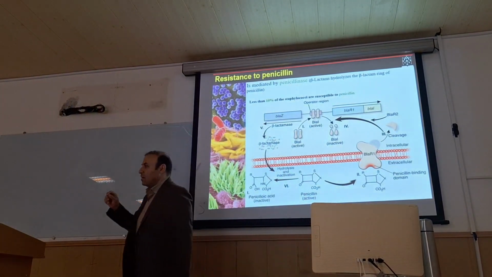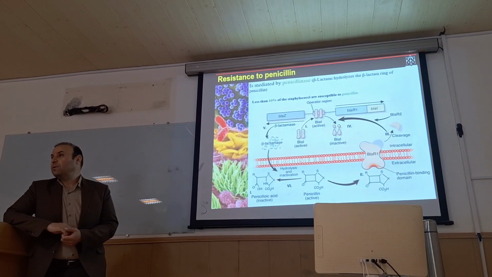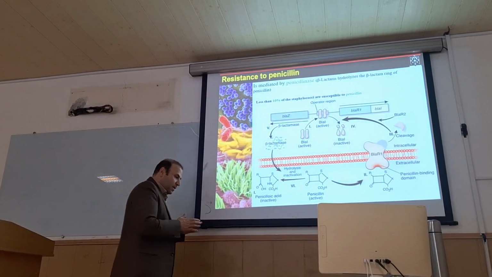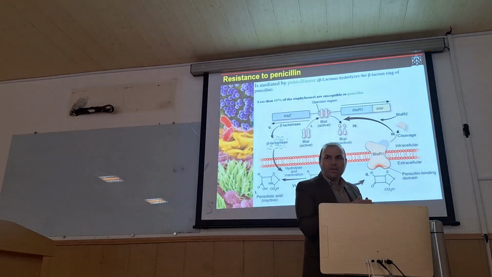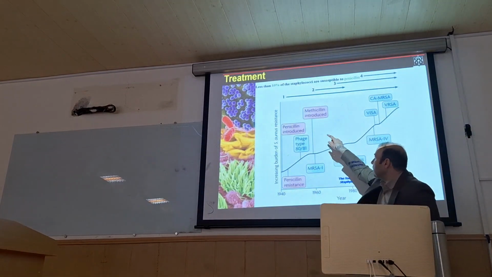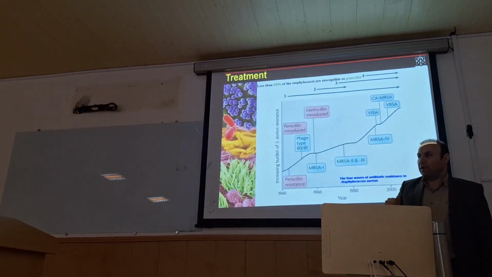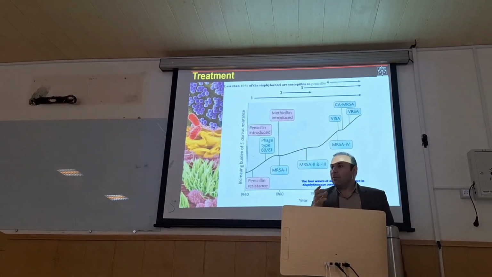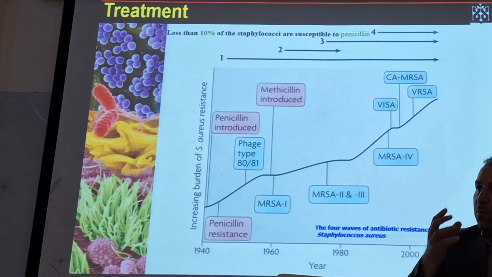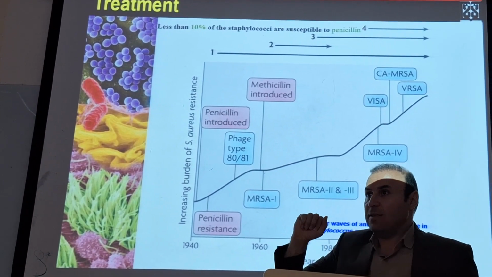Only 10% of the Staphylococcus aureus strains are susceptible to penicillin. Because of this problem with resistance to penicillin, semi-synthetic penicillins, such as methicillin, nafcillin, oxacillin, were developed. Unfortunately, Staphylococcus, especially Staphylococcus aureus, quickly developed resistance to semi-synthetic penicillin, such as methicillin.